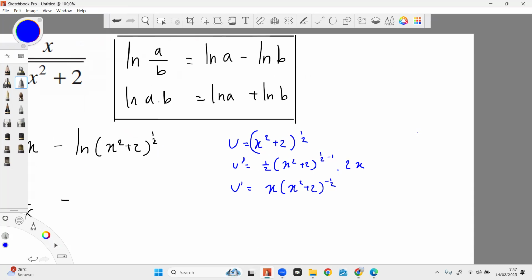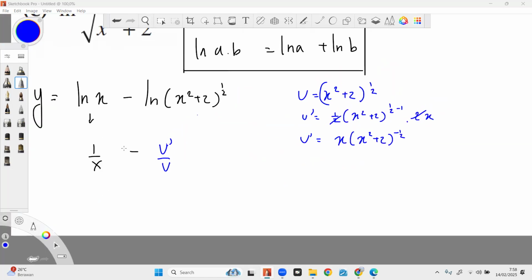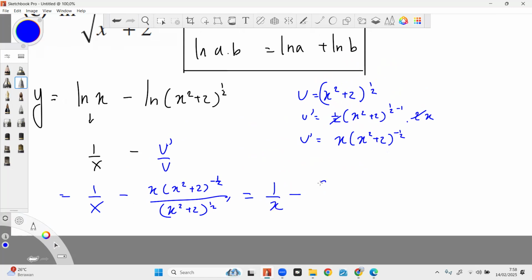Make sense for you? Guys, cross, put the x in front. So minus ln u. What is ln u? Well, u accent over u, right? Okay, you put everything back to its position. So 1 over x, subtract u accent is this over u. And then you put this down, right? So 1 over x stays, x over x squared plus 2 power half. And you put down here power half also. So become power 1.